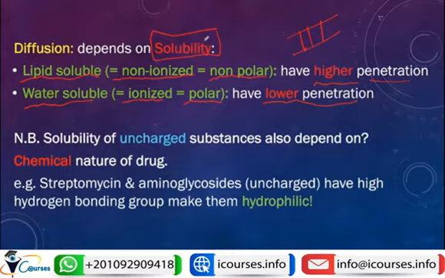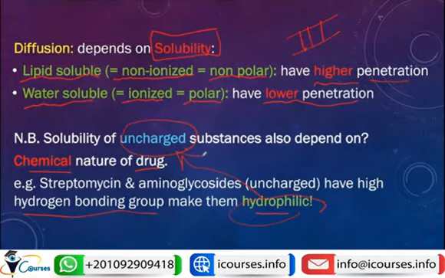However, solubility is not the only determining factor for diffusion; the chemical structure of the drug also plays an important role. For example, even if a drug is uncharged, its penetration can still be poor and it can be hydrophilic. This is because of its chemical structure. For example, streptomycin and the aminoglycosides have high hydrogen bond groups, and these hydrogen bonds make them hydrophilic, although they are uncharged.